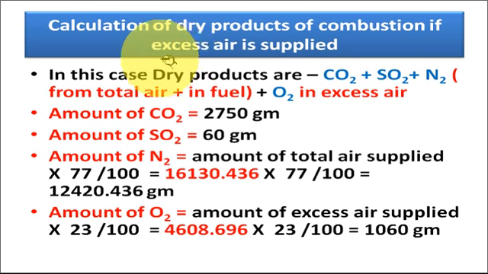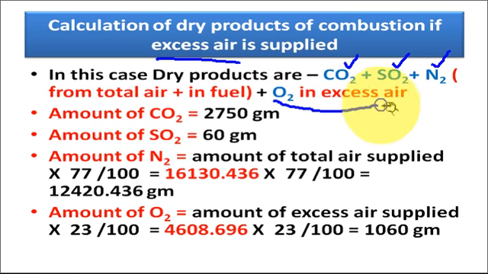So, if excess air is supplied in the combustion numericals, then the dry products will be carbon dioxide, sulfur dioxide, nitrogen and oxygen, which is present in the excess air. So there is the difference. If excess air is supplied, oxygen in the excess air must be included in the dry product. But if excess air is not supplied, then oxygen is not included in the dry product of combustion. So it is clear to all of you now that oxygen is considered in the dry product only in the case when excess air is supplied.